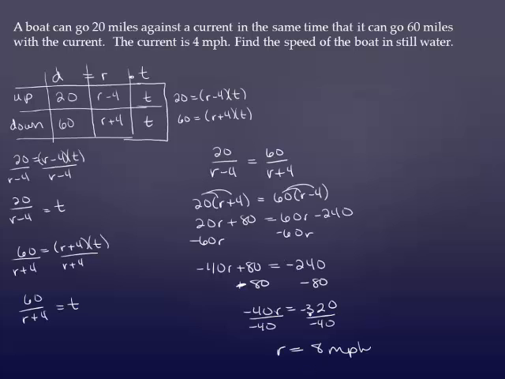Okay, check your work. You should have gotten that the speed of the boat is 8 miles per hour. And if you wanted to, you could go back in and plug in 8 and find out how long that would actually take. Just as a side note, you could put 20 is equal to 8 minus 4 times t. So 20 is equal to 4t. So t is 5 hours.